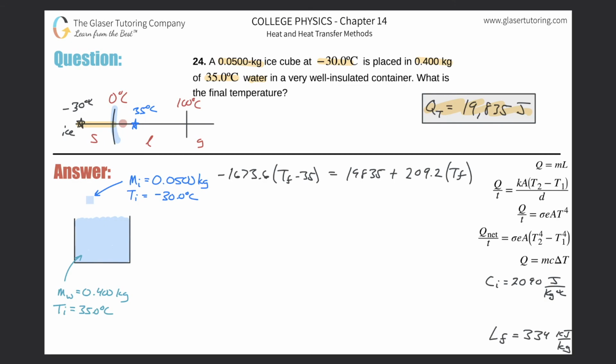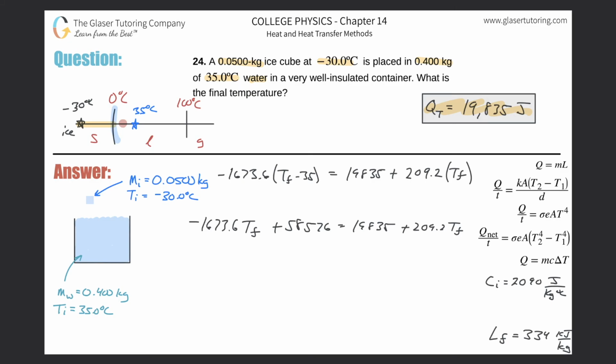So let's distribute this value. So this is going to be negative 1673.6 times TF, plus then, because there are two negatives now, 1673.6 times then the 35, 58,576. So 58,576 will equal now 19,835 plus then the 209.2 TF.